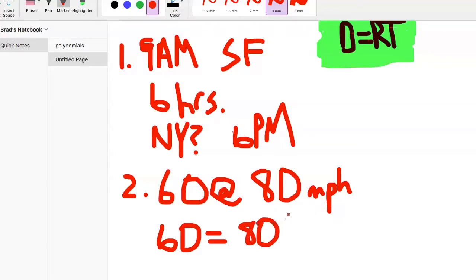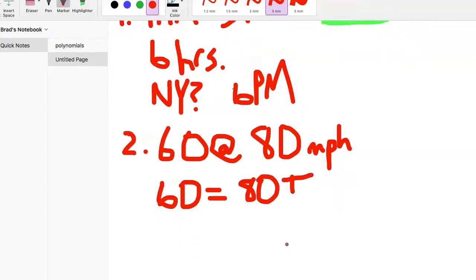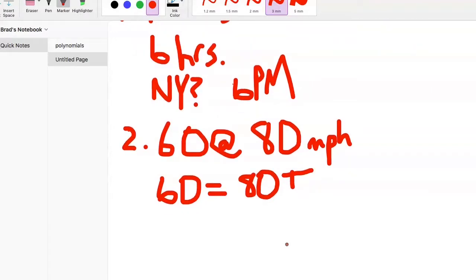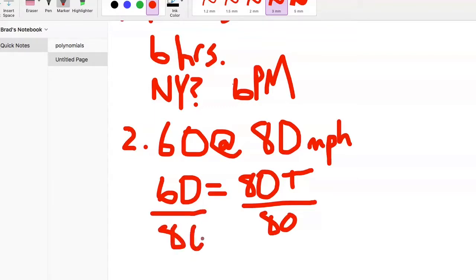And time, they didn't tell us, right? They didn't tell us anything about time. So t is just an unknown right now. Okay. 60 equals 80 times t. And then we want to get this 80 out of there so we can figure out what t actually is. So divide each side by 80. And so t equals 60 divided by 80.